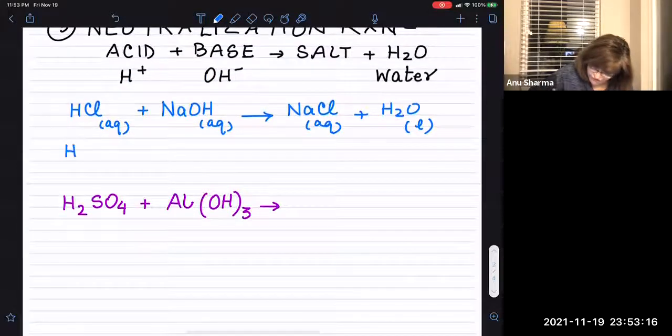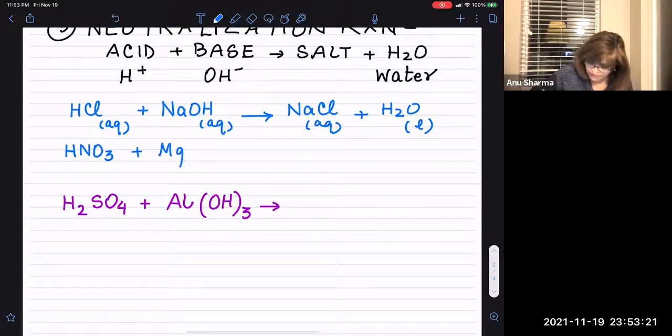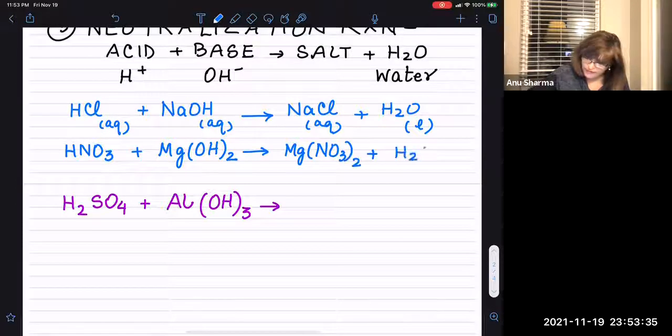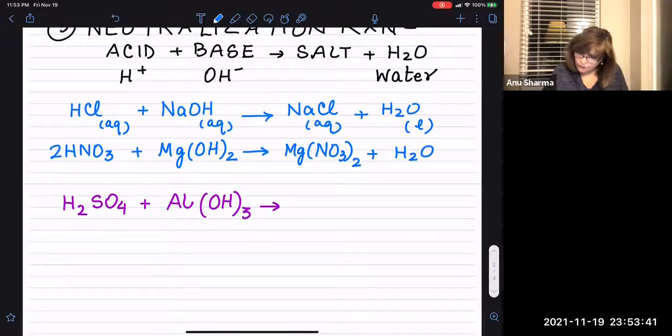Let's look at HNO3 reacting with magnesium hydroxide, Mg(OH) whole twice. This is going to give you magnesium nitrate, which is also a salt, and H2O. The rest is just balancing. So 2 hydrogens, and there are 4 hydrogens, so you make them 4 hydrogens. Then you have 2 oxygens, and 1 magnesium and 2 nitrates. So all of them are salts.